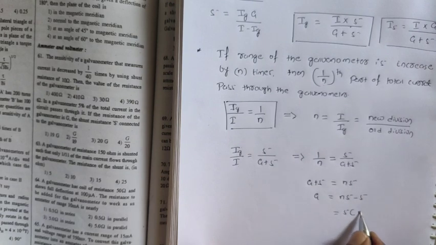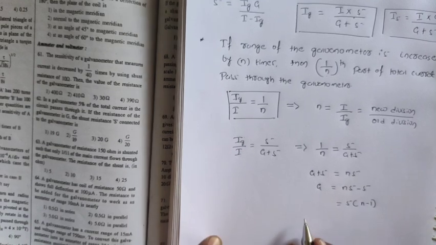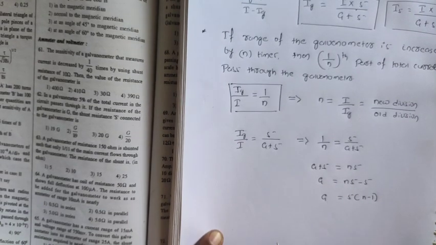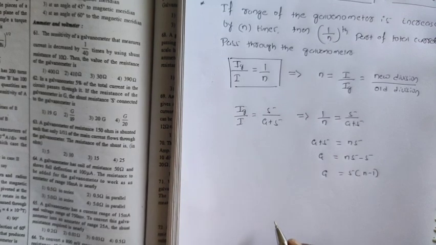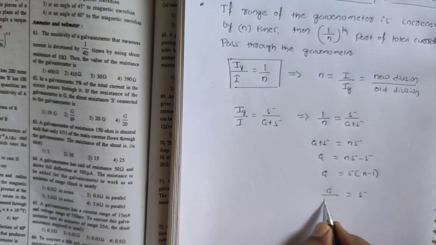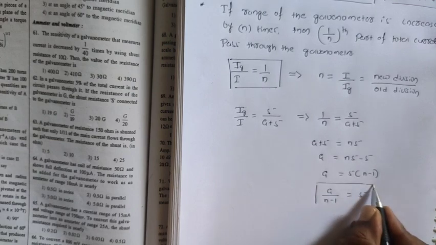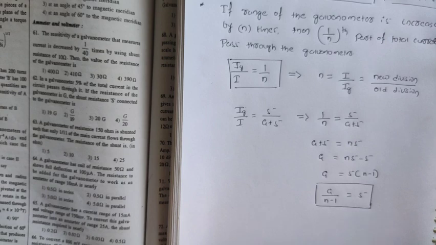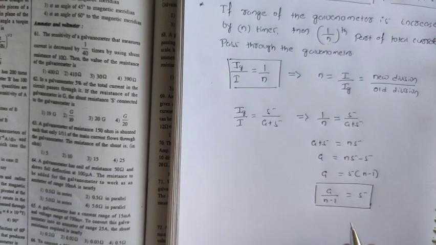Taking S common, n minus 1. So G is equal to S into n minus 1, or finally S is equal to G divided by n minus 1. This is another required formula we can consider, where n is the division. I will use this formula for solving further numericals. Hope you get these things. Let's look at the numericals now.